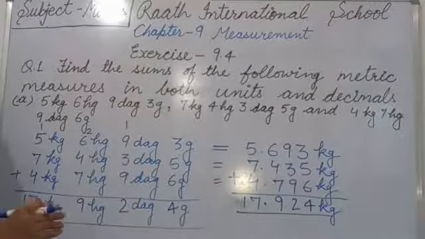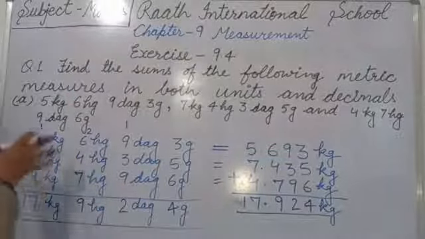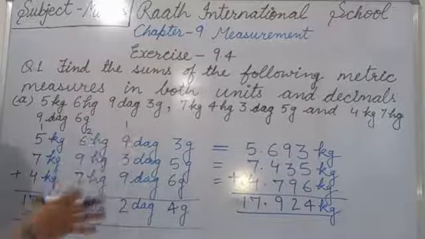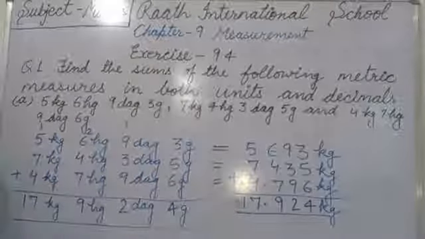Now we will do the D and C parts. Both are the same. Okay, in the C part it is in kiloliter. Only the units are changed but the method is the same. So you will do the C part yourself. Now after that we will do the B part.